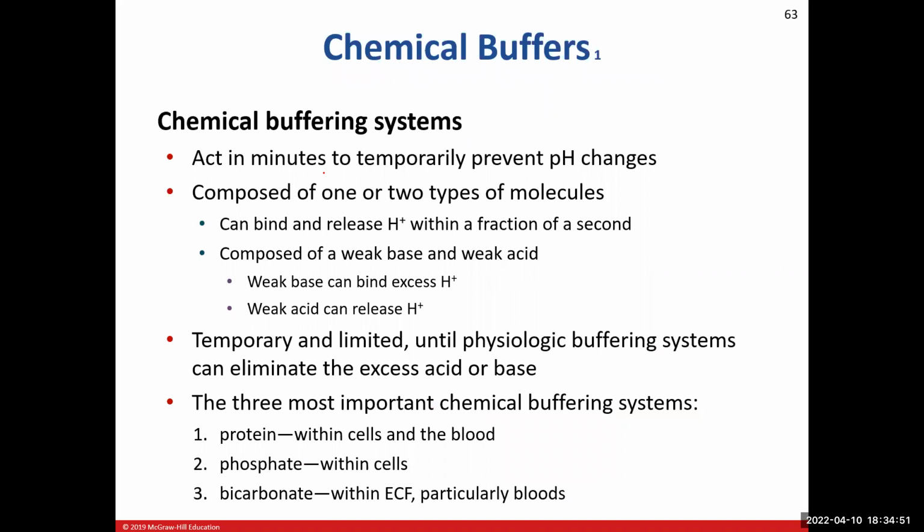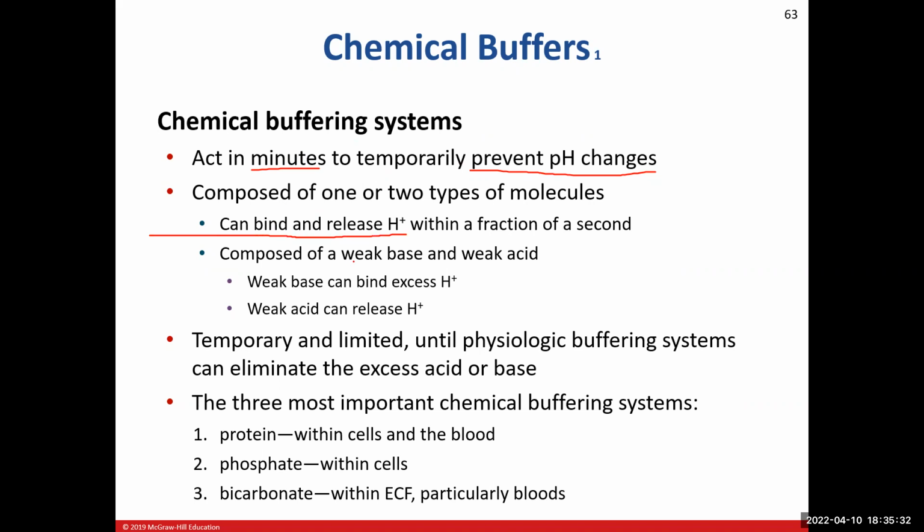So that brings me to chemical buffers. Okay, so we talked way back, in another course, chapter 2 specifically, about buffers. And their job is to prevent changes in the pH value. And this is the one that is going to act quickly, within minutes. So we have different types of molecules that are part of our chemical buffering system. But a chemical buffer, and this is important that you know this, can bind and release hydrogen ions quickly, within a fraction of a second.